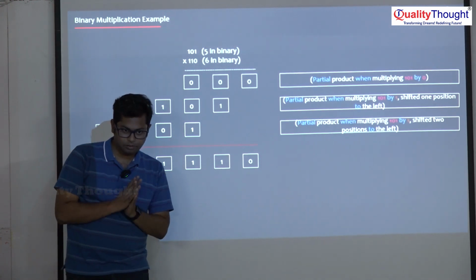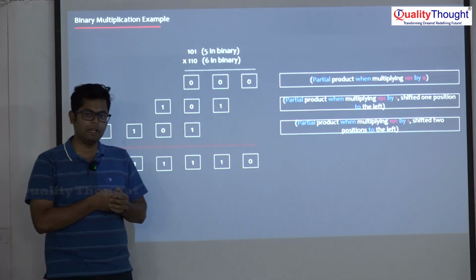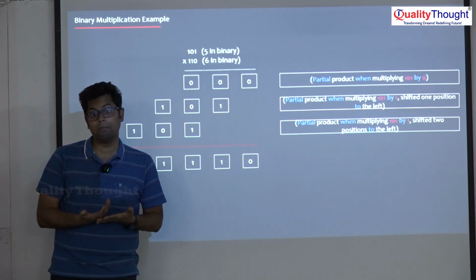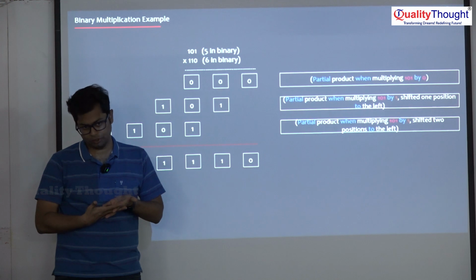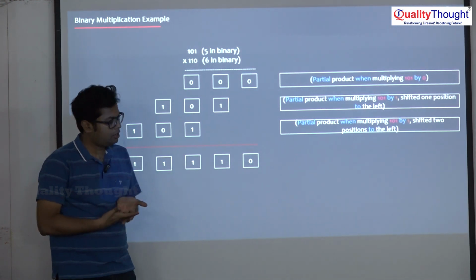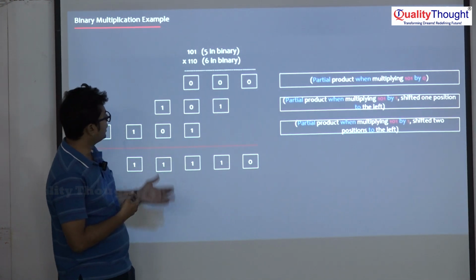Is that clear? So this is how binary multiplication will be performed by your computers. Is that clear? So this is how binary multiplication happens.